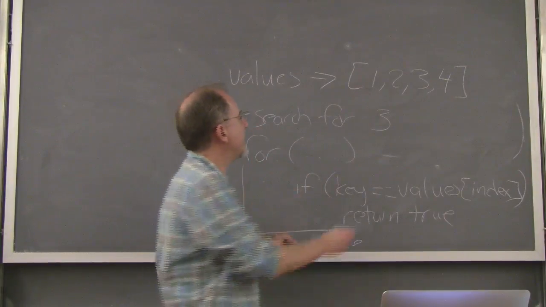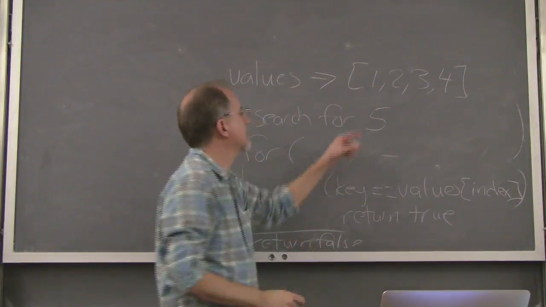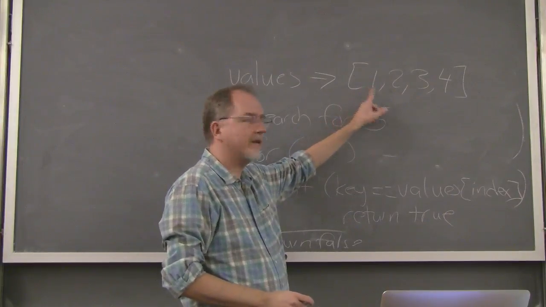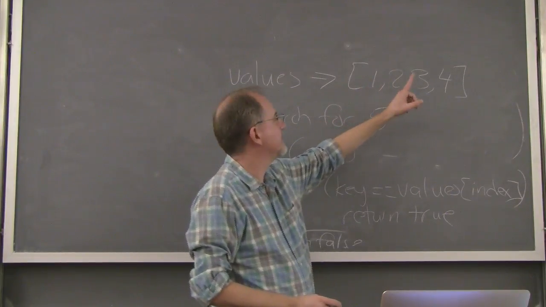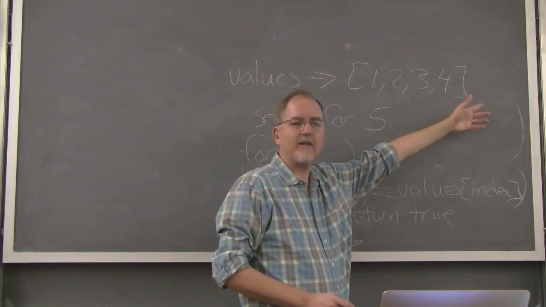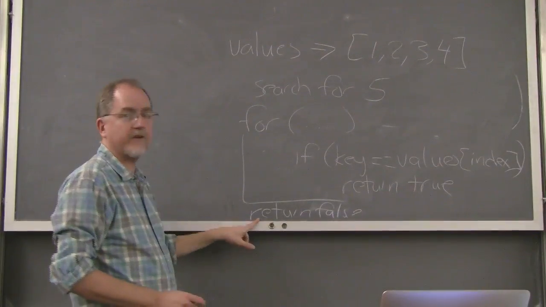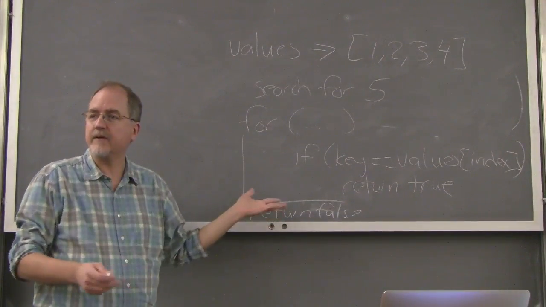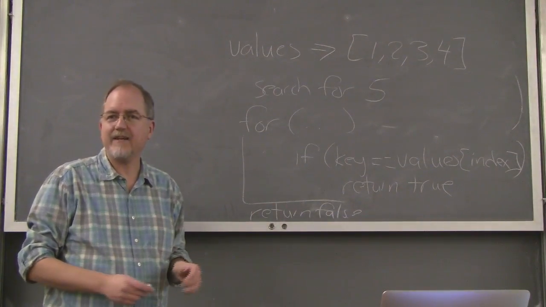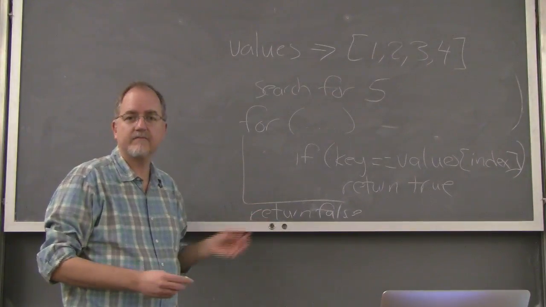What happens if I'm looking for 5 here? Is 5 equal to 1? No. Is 5 equal to 2? No. Is 5 equal to 3? No. Is 5 equal to 4? No. We're out of elements. The loop finishes, and we're going to return false. We did not find it. We looked at every element, right? If it's not in any place in the array, then it's not there, and we can't say that until we've looked at everything.